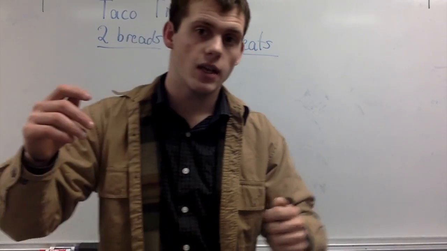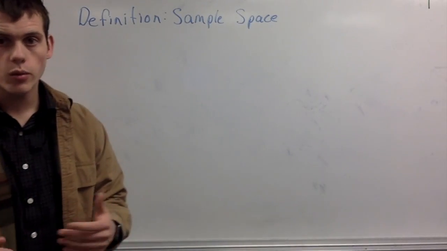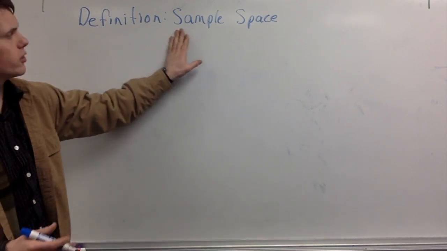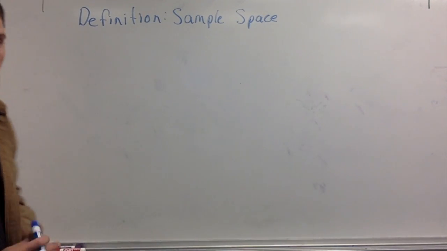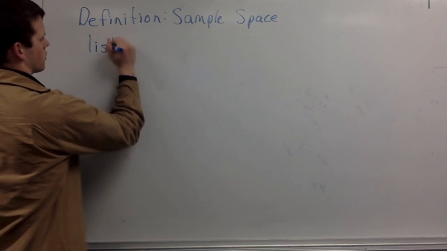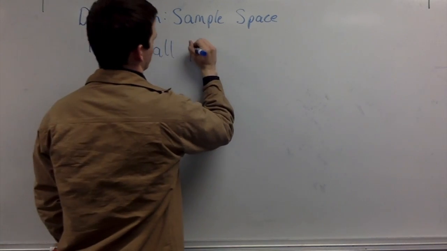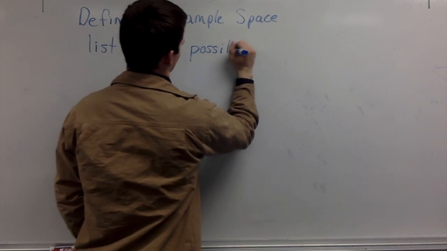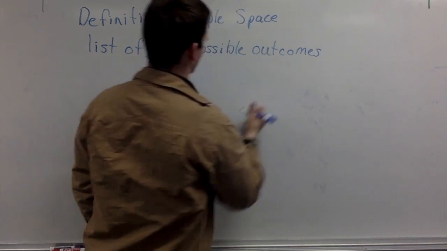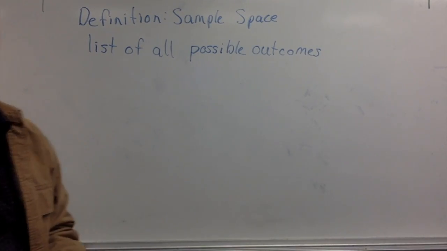So like heads and you roll a 2. Stuff like that. So we're going to start with some new stuff today. The first thing I want you to write down is the definition of sample space. Sample space is pretty much just a list of all possible outcomes. So that means anything that can happen, we write it down.